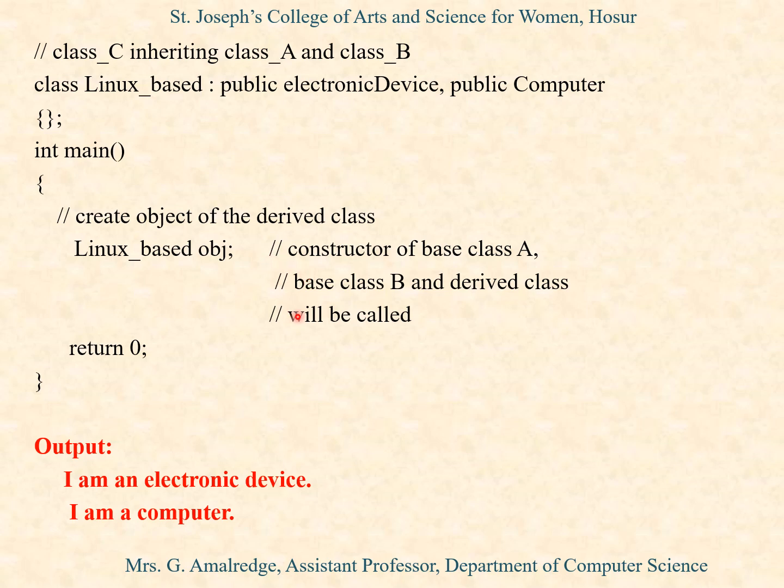And the next base class is computer. The computer base class also has one constructor only. In that constructor there is a print statement, "I am a computer." So that print statement is also printed in the console. So the output is "I am an electronic device" and "I am a computer."